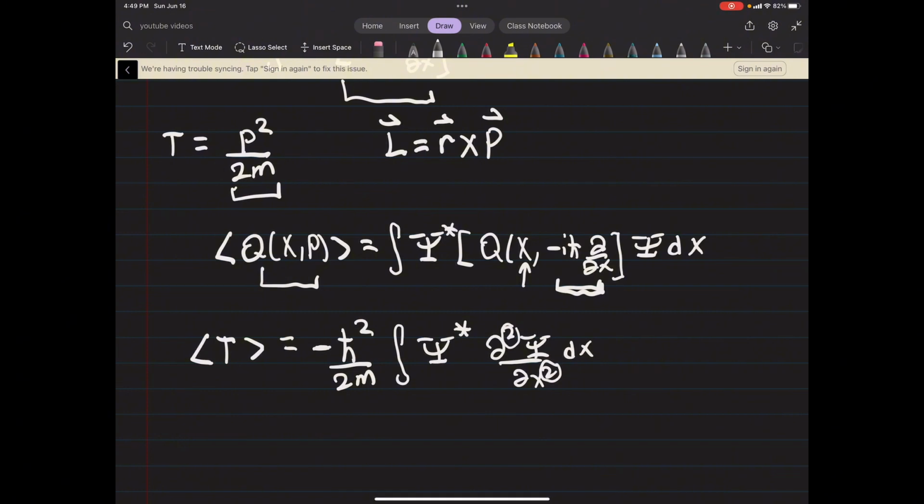I'm going to do maybe a problem on this and then move on to the uncertainty principle.